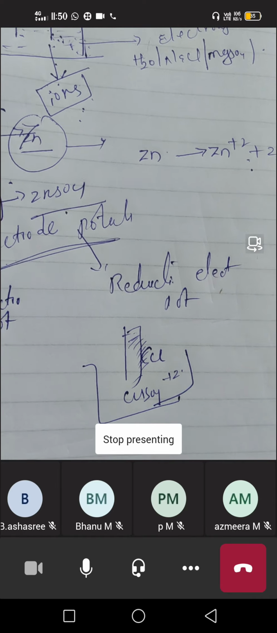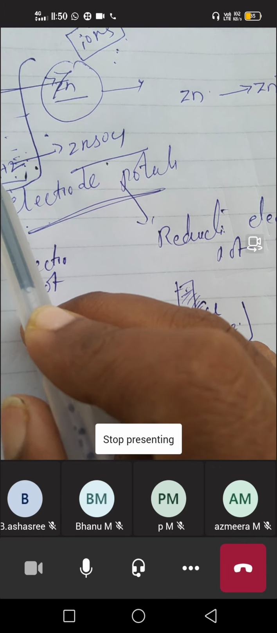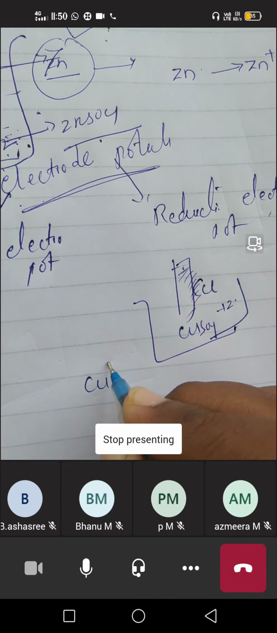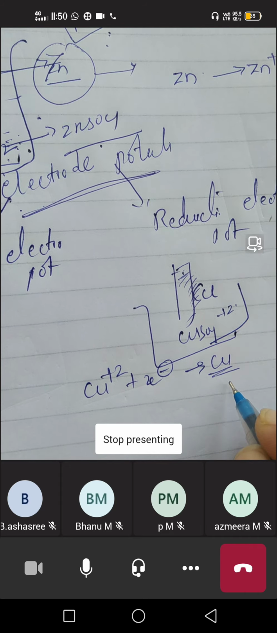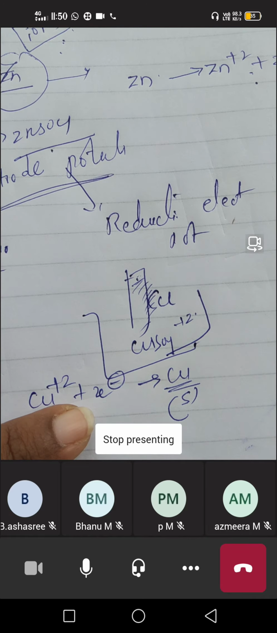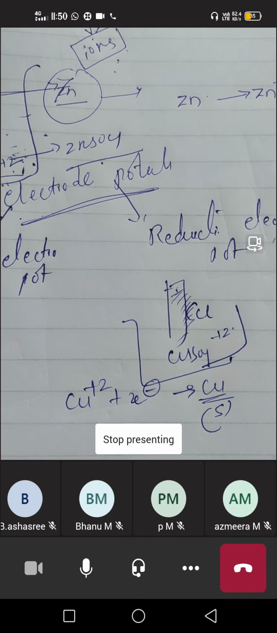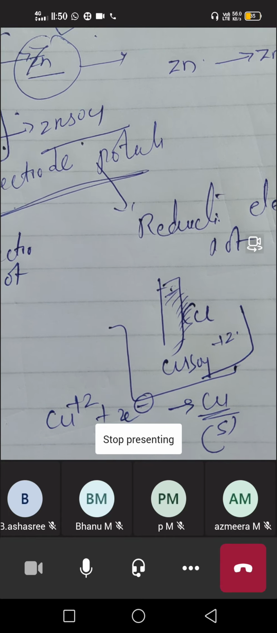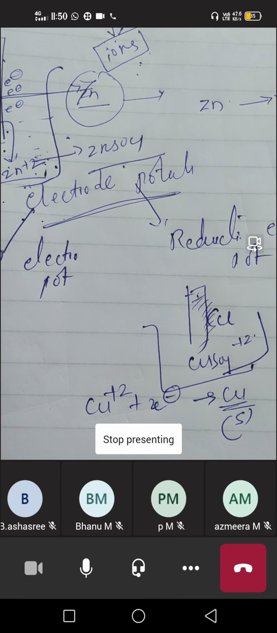When we connect, this copper will gain the 2 electrons which are coming from the zinc, and Cu 2 plus plus 2 electrons gives rise to copper metal, copper solid. What happened here is copper is gaining 2 electrons. Here zinc loses 2 electrons, that is called oxidation. Here copper is gaining 2 electrons, meaning it is undergoing reduction.